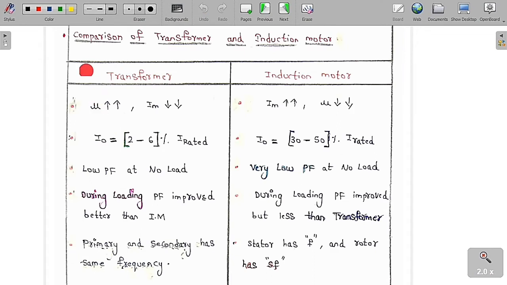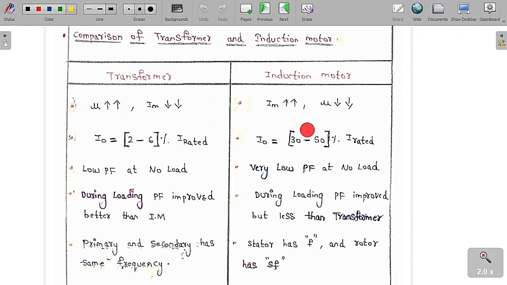Now we will discuss one more important thing: comparison of transformer and induction motor. Finally we are going to write some important points regarding this comparison. In a transformer, the permeability of the core is very high, so we need less magnetizing current to produce the flux.